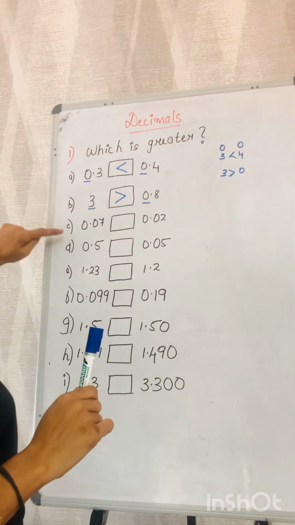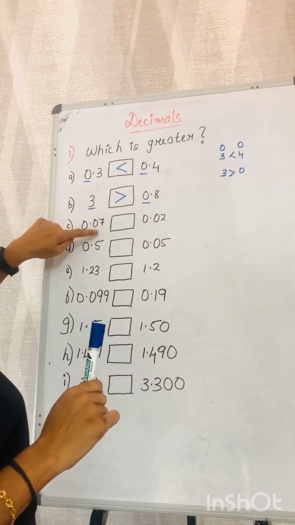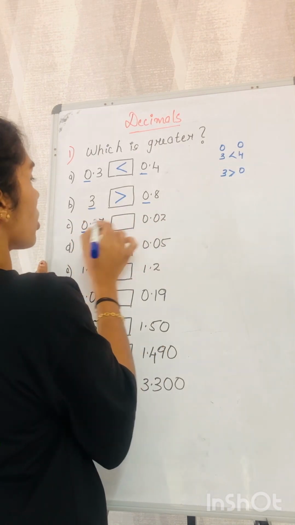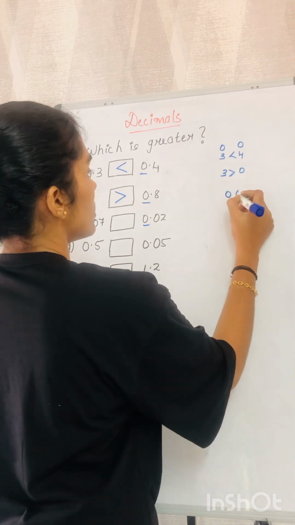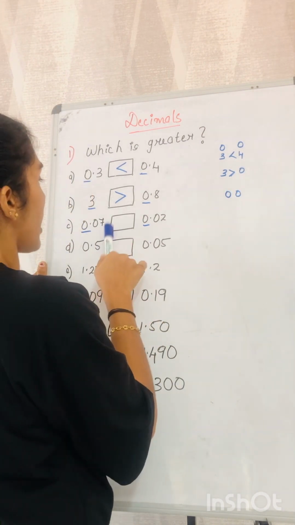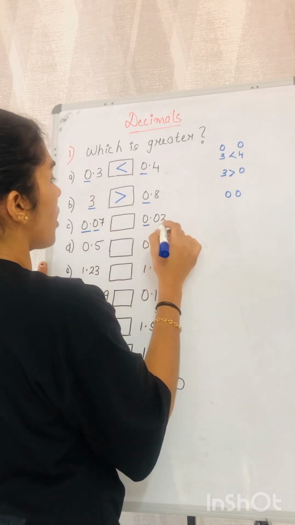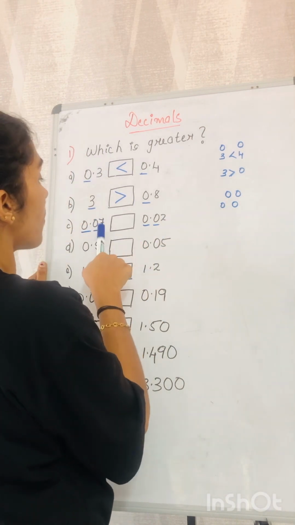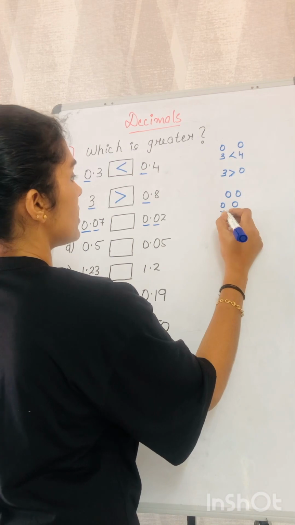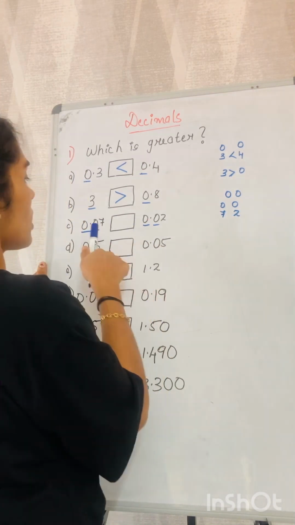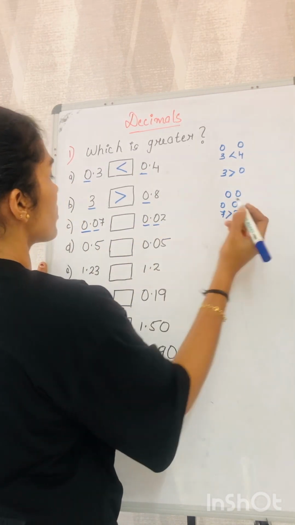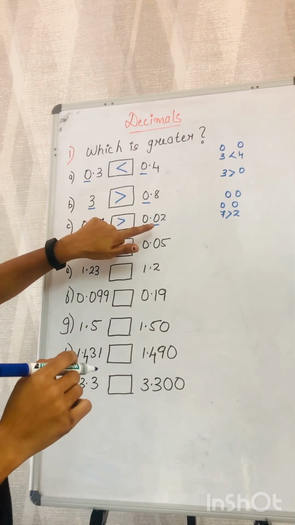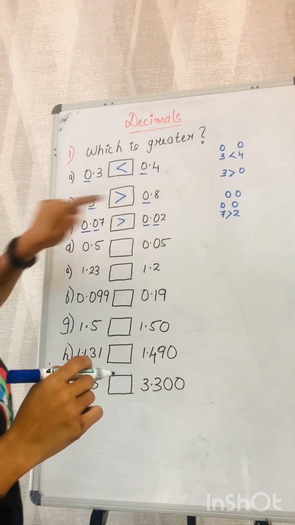Okay, now let's do a third one, 0.07 and 0.02. Come on, take the whole part, 0, 0. Next again the 1/10th part, 0, 0. Again take the 1/100th part, that is 7 and 2. Now which is greater? 7 is greater. So the decimal 0.07 is greater than the decimal 0.02.